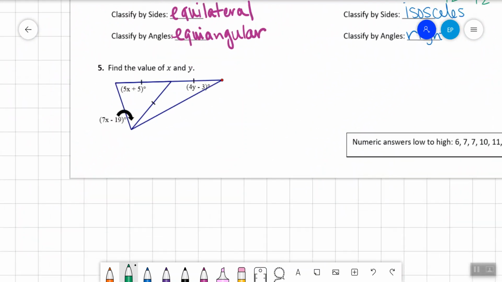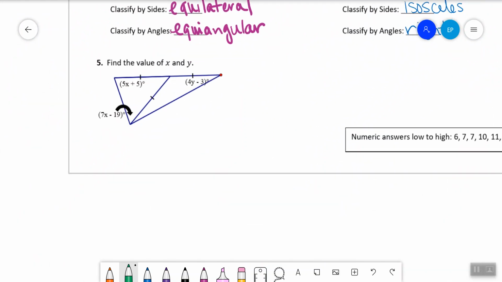Number 5. Now, this problem is a little bit more tricky just based on what you're looking at, so we're going to look at triangles. This triangle right here that is marked in green has two congruent marks, meaning that the angles opposite, which are the 5x plus 5 and the 7x minus 19, get set equal to each other.